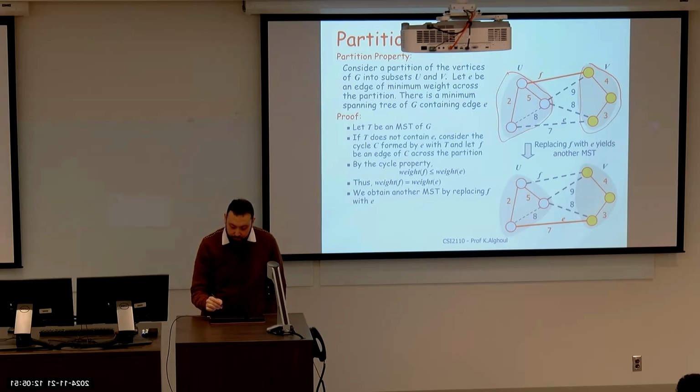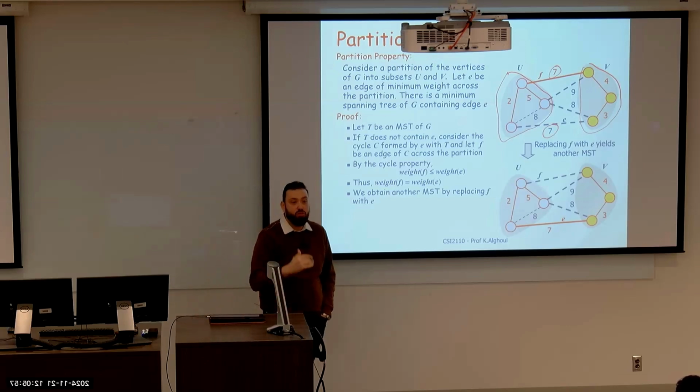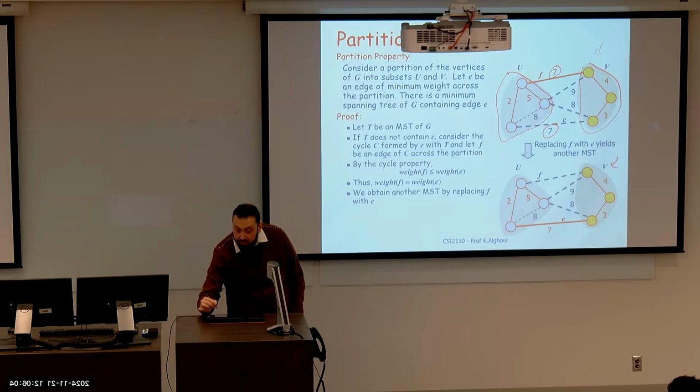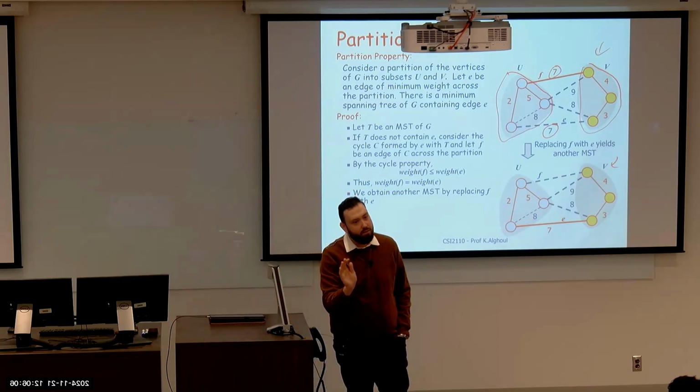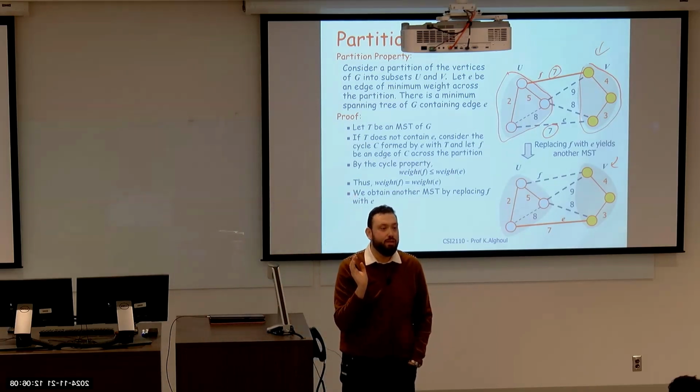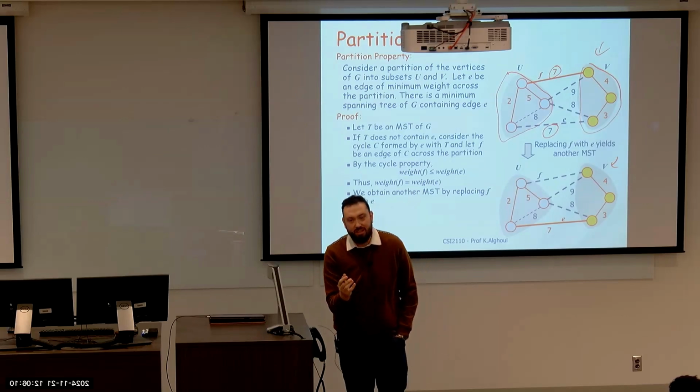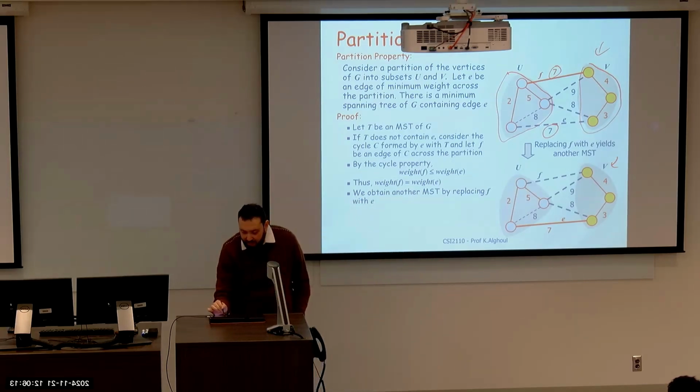If this edge is 7, and this edge is 7, can I switch the edges and still have the same thing? So these are two different minimum spanning trees, but they cost the same. So the partition property is just that if you have two equal edges, you can choose between them. Okay, you can switch from here. Good. So we're not going to go too much into this.